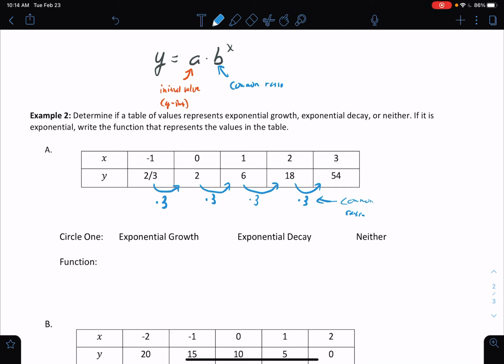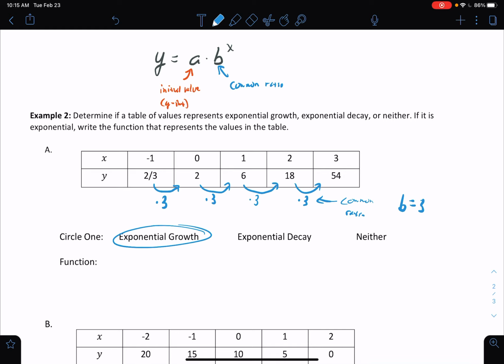Which is good. That's what we want. We want that common ratio. Another way we can check that, instead of trying to guess and check, is just take 54 divided by 18. That's 3. 18 divided by 6, that's 3. 6 divided by 2, that's 3. 2 divided by 2/3, that's 3. So our common ratio is 3. So b equals 3. Since 3 is greater than 1, this is exponential growth.